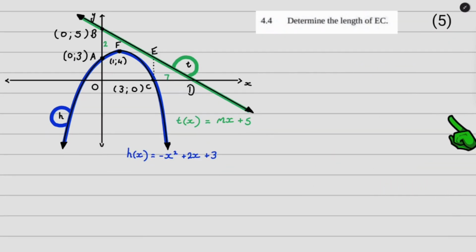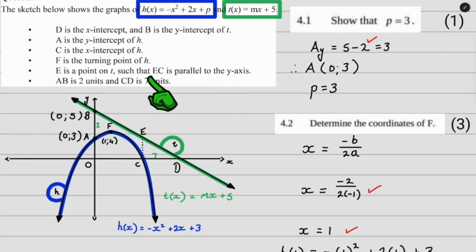And now the last question from question 4 is our challenge round, 5 marks. We need to get the length of EC. EC is a perfectly vertical line, and how I know that is because they said EC is parallel to the y-axis in the original question. So that's a fancy way of saying EC is a perfectly vertical line.